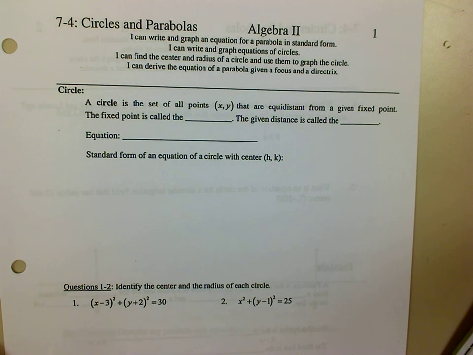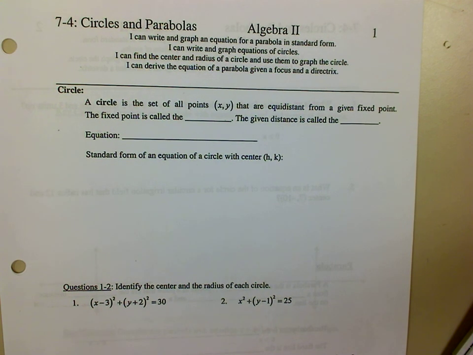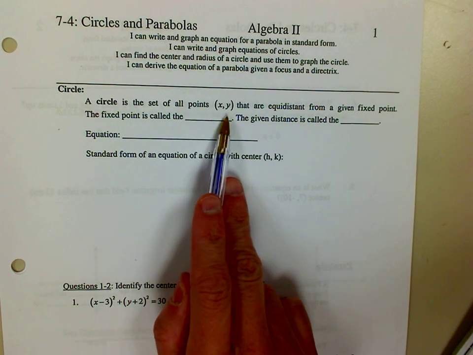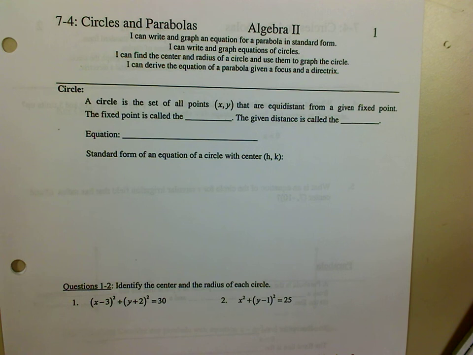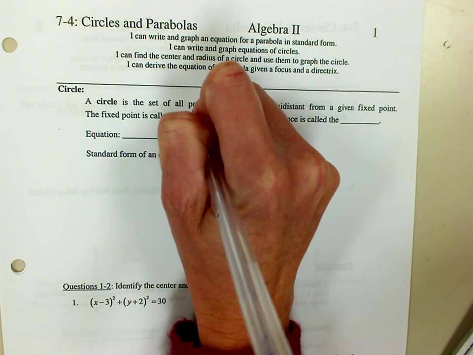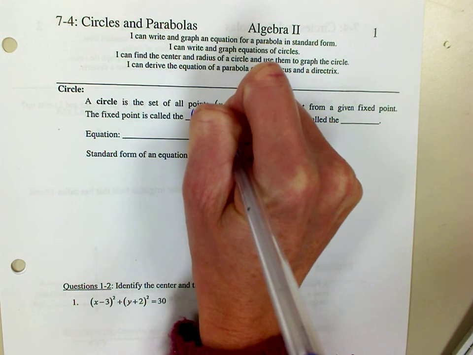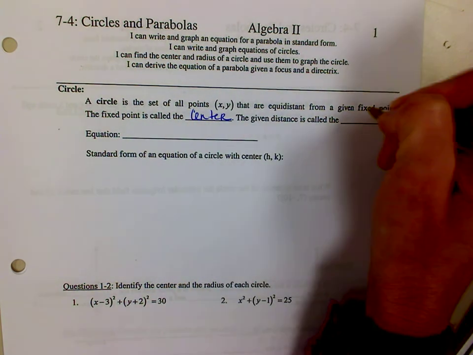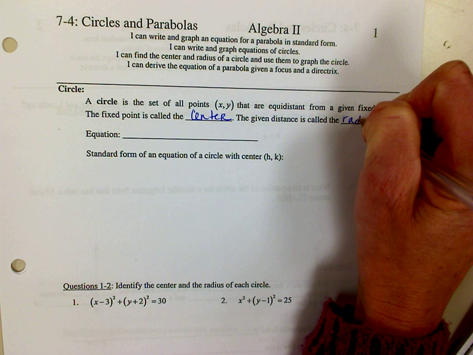Okay, on 7.4, we're going to talk about circles and parabolas. First, we're going to talk about circles. So a circle is the set of all points xy that are equidistant from a given fixed point. The fixed point is called the center, and the given distance is called the radius.